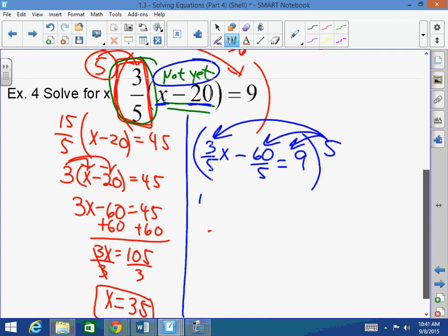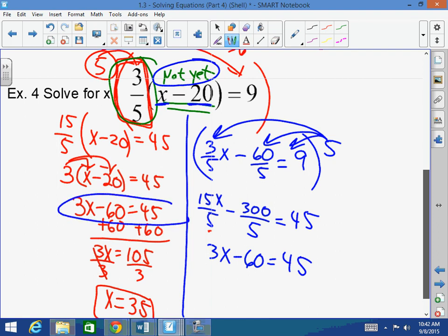So now I've got 15x over 5 minus 300 over 5 equals 45, which then gives me 3x minus 60 equals 45. And then I'm left with this part right here. And you're going to get the same exact answer. So you've got two choices here. I suggest you choose one, memorize it, learn it, and run with it.